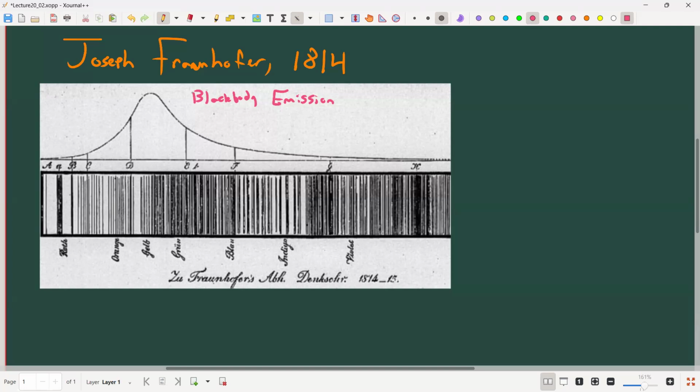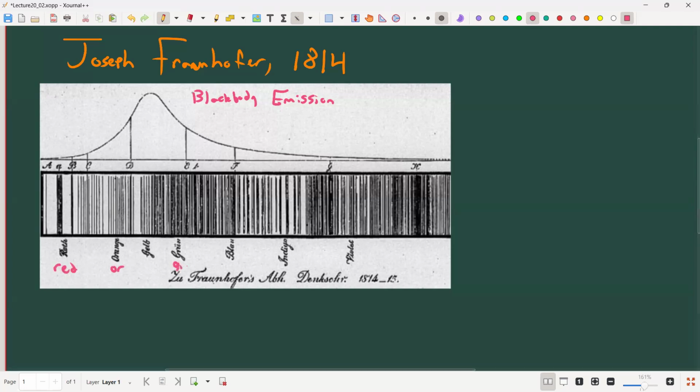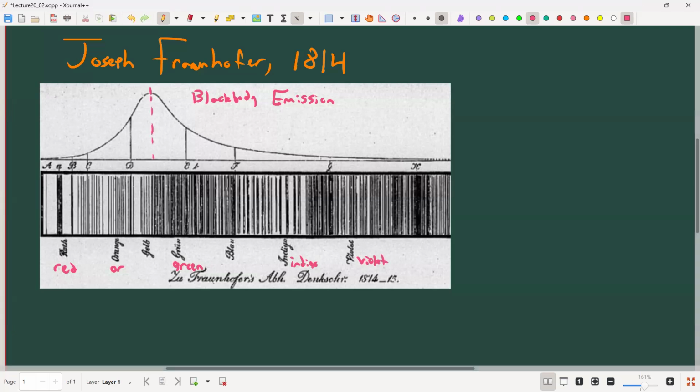He actually has the colors here in German on the bottom. This is red, orange, green, indigo, and violet. And he shows that the peak of the emission of the sun is in the green, which is 100% correct. The sun emits largely green light. It emits a broadband spectrum of light, but it peaks in the green.